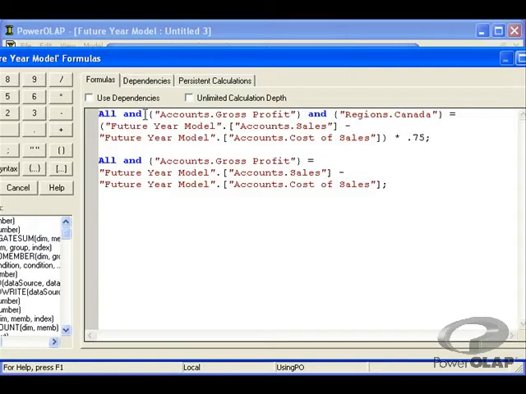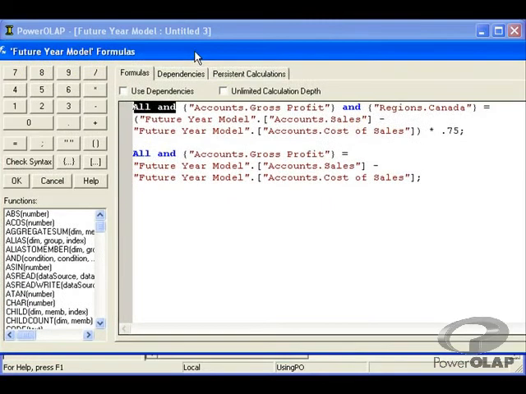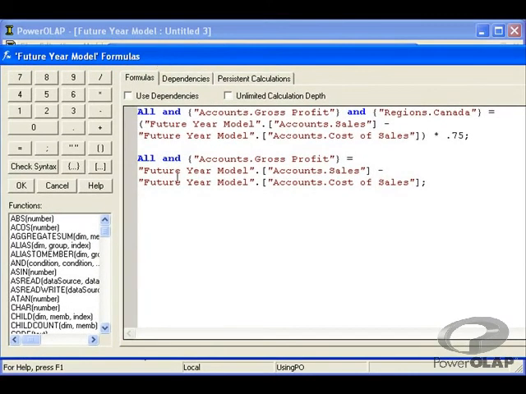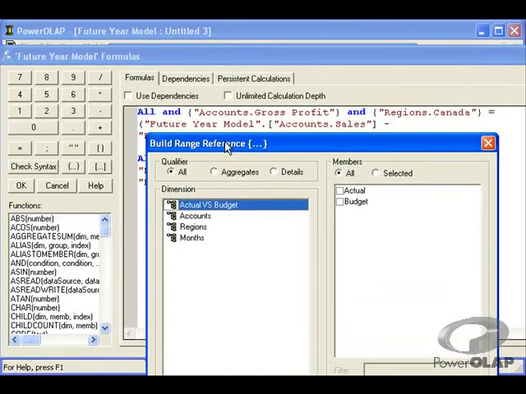The first thing we're going to talk about is the All And syntax. There are three "and" syntaxes that are supported by PowerOLAP. The first is an All And syntax. All And indicates that any formula, any value, any member within this cube that is either an aggregate or a detail that fits into Gross Profit and Regions Canada needs to be calculated when this formula is executed. The other options, and we'll see them by selecting these squiggly brackets, are Aggregates And and Details And.